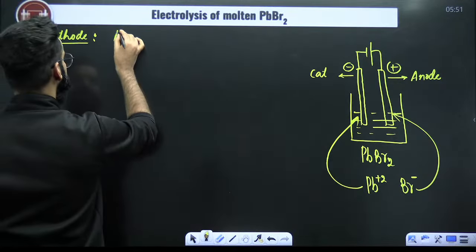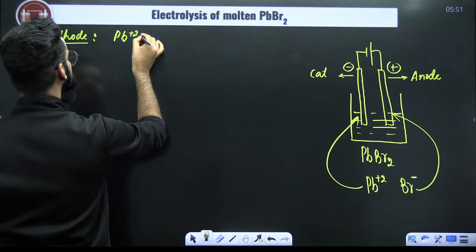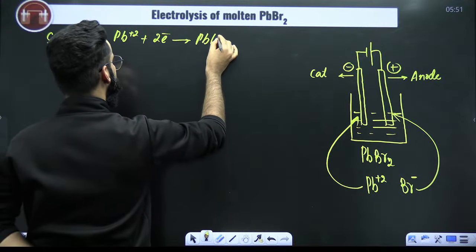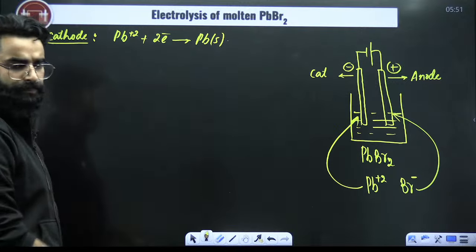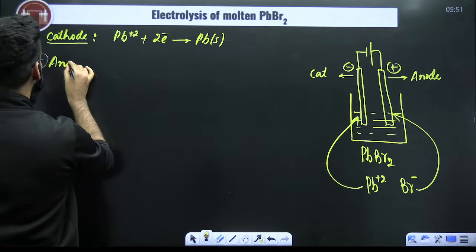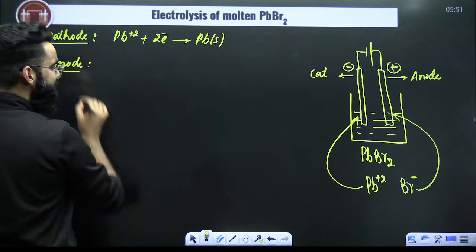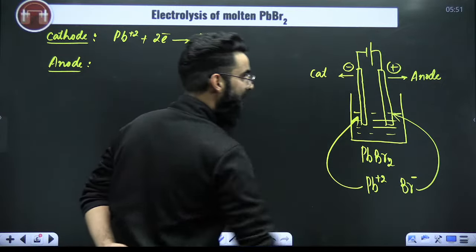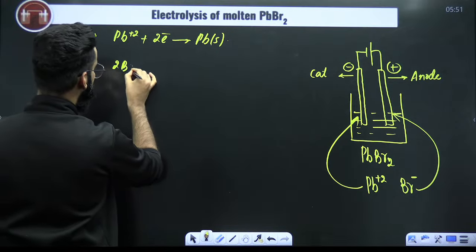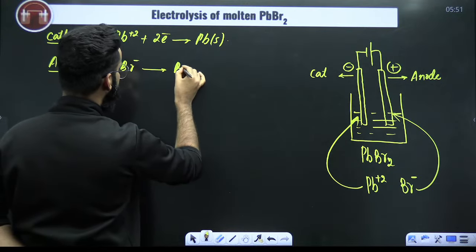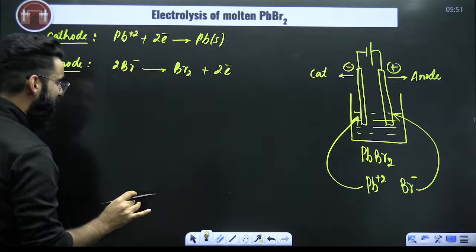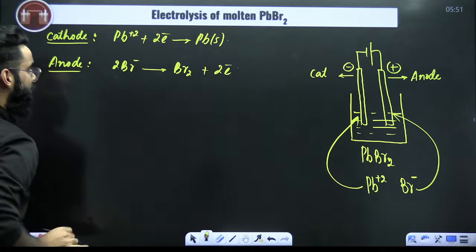So what has to be the reaction? The reaction has to be Pb²⁺ will undergo reduction, will gain 2 electrons and will get converted into Pb solid, right? Similarly, what is happening at anode? I'll say at anode, Br⁻ will go and will undergo oxidation. Oxidation means loss of electrons. So the reaction has to be 2 times Br⁻ will give Br2, and with that you'll be writing 2 electrons. So just tell me in a nutshell what is happening at cathode and anode.